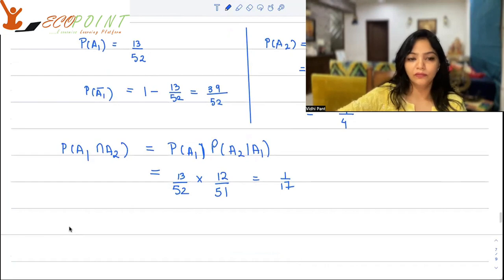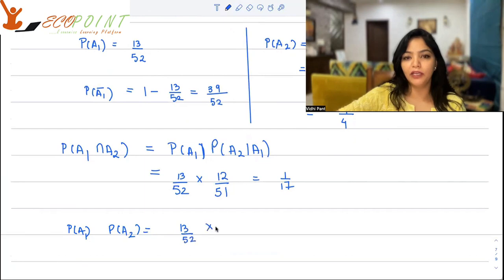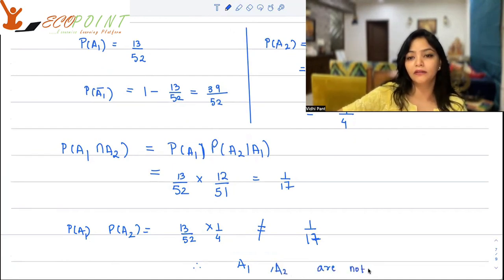Now, time to check. What is the product of probability A1 into probability A2? Probability A1 is 13 upon 52 and probability A2 is 1 by 4, which clearly is not equal to 1 upon 17. That means, therefore, A1 and A2 are not independent. Okay.